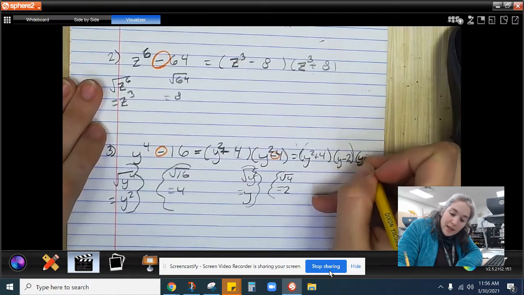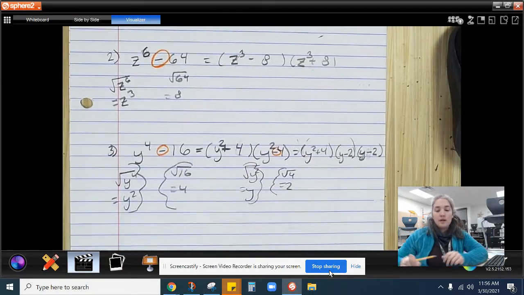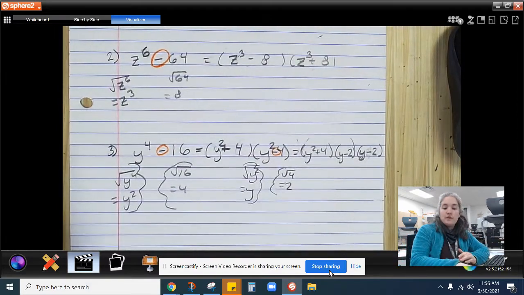So it's kind of neat. You can actually factor these further than just once. You can factor it more. So just so you're aware of that, you can see that.